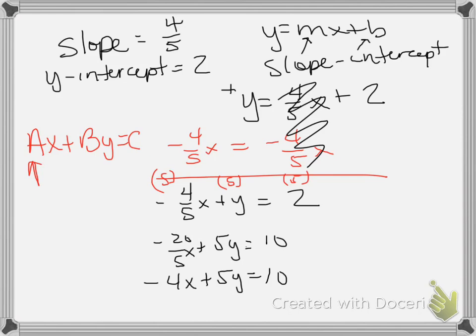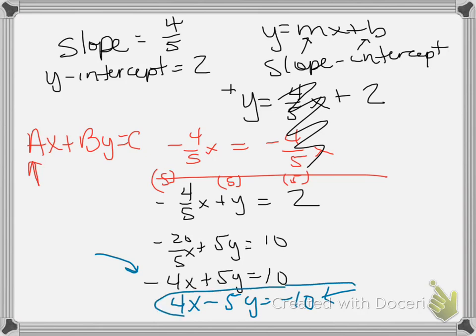And like we said earlier, you cannot have a negative, so I'm just going to write this the opposite. So instead of negative 4x, I'm going to say positive 4x. Instead of a plus 5y, I'm going to say minus 5y. And instead of a plus 10, I'm going to say negative 10. This is my answer right here. I'll even box it for you or circle it or whatever.